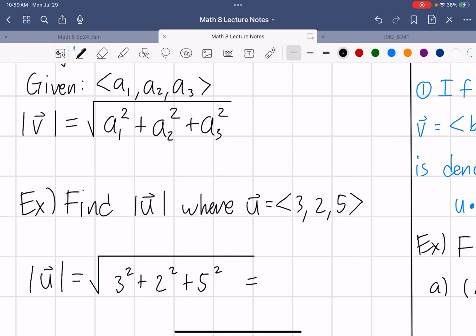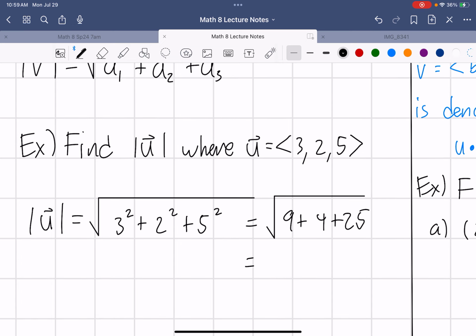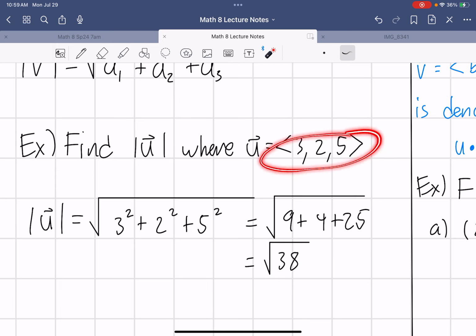So what does that give me? That's going to be the square root of 9 plus 4 plus 25. And that's going to be the square root of 38. And I can't simplify that any further. That's going to be my length of this particular vector.